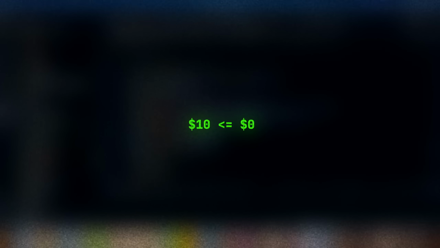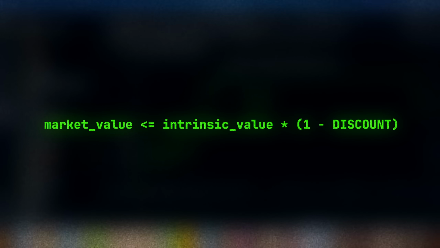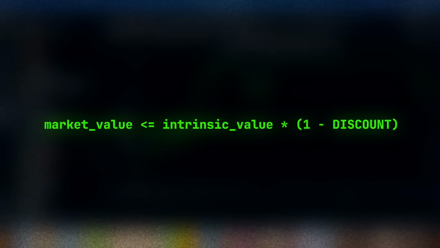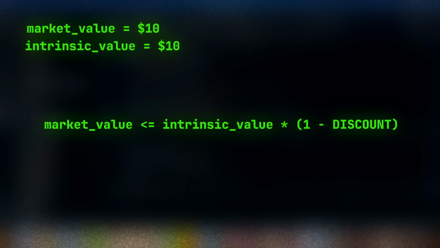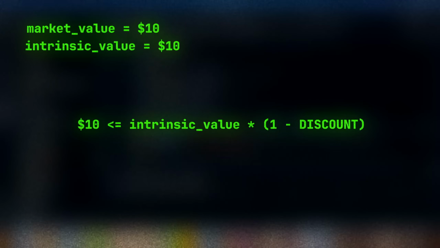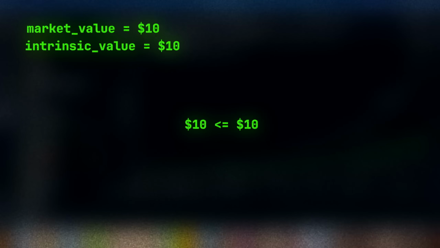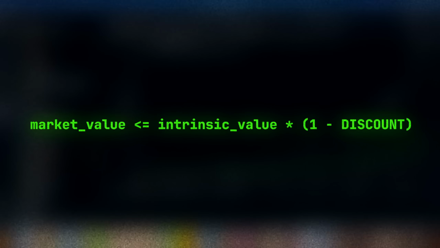So we're gonna have to change the equation. We can change it to the following. The market value is less than or equal to the intrinsic value multiplied by 1 minus the discount factor. We can look at the example again to see if we have fixed the mental algorithm we were trying to implement. The market value is currently $10. The intrinsic value is $10, and we want a 0% discount. Well, yes, $10 is less than or equal to $10. They're equal. But this is the equation we actually want to implement in our code.